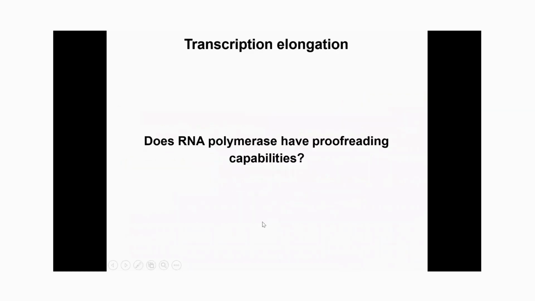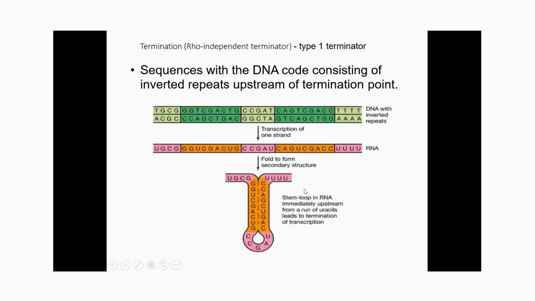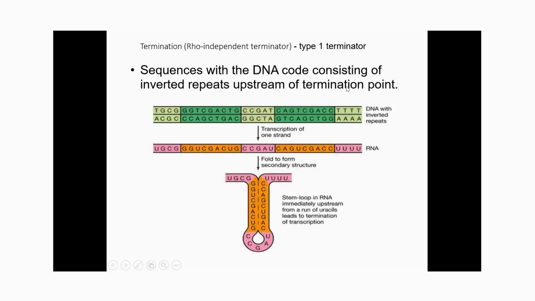Okay. Now, how does the termination of this transcription process take place? Termination of the transcription process takes place in two ways. One is rho independent termination, and another is rho dependent termination. Rho independent termination is the type 1 terminator, and rho dependent termination is a type 2 process. Okay, so you can see here how this termination takes place.